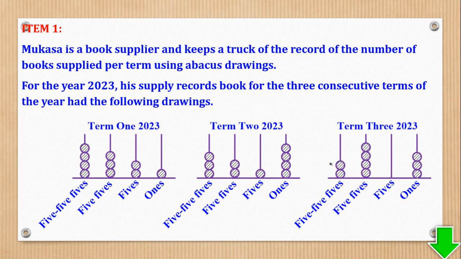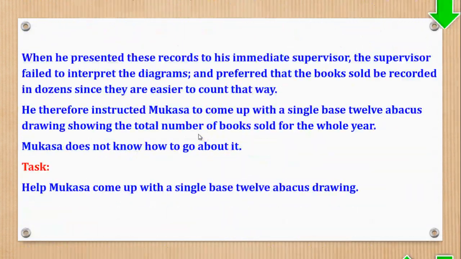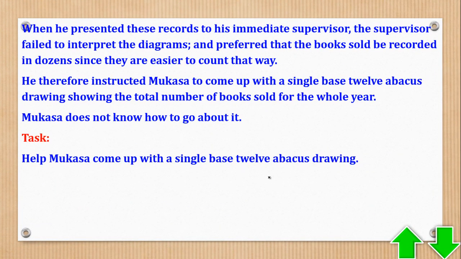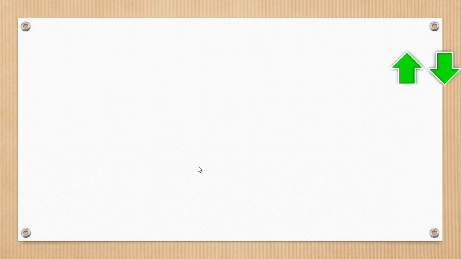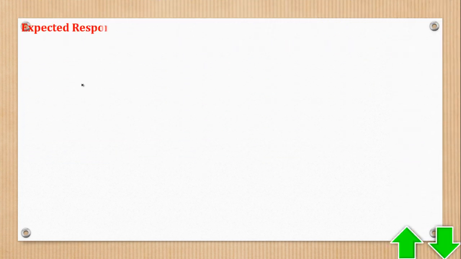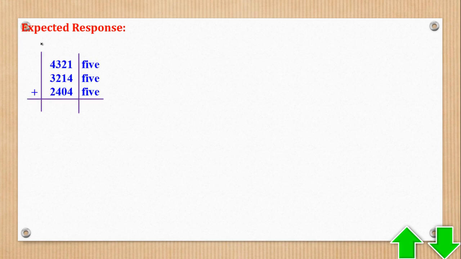Okay, let's come and write that down. First we need to write down the numbers we saw for term 1, term 2, and term 3. Then from there we need to add all of them, because remember they want the total abacus drawing in base 12 for the total books sold. So we are going to first get the total in base 5 and see how to convert to base 10.